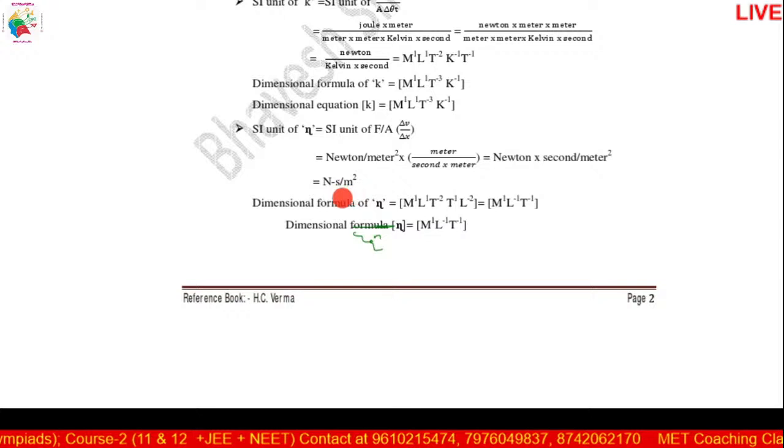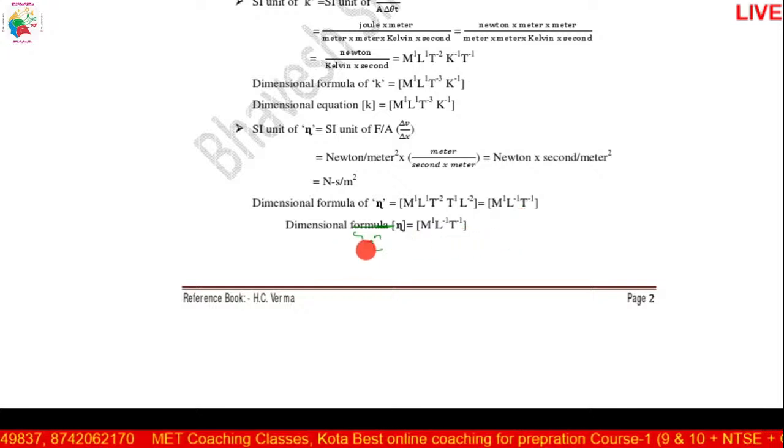Okay, now again for Newton, write the dimensional formula for force M1 L1 T minus 2. Second is the SI unit of time, so write T raised to power 1. And for meter, meter is the SI unit of length, L raised to power 2. When you bring it above, you will get L raised to power minus 2. So solve the powers, you will get M1 L minus 1 T minus 1. Okay, so this is the dimensional formula. When you equate it with the physical quantity, you will get the dimensional equation. So this is the dimensional equation of coefficient of viscosity.